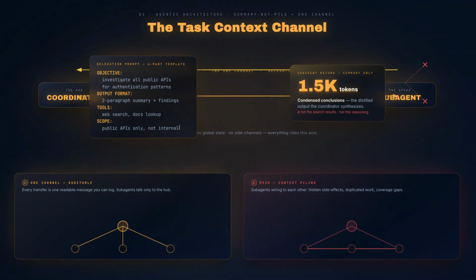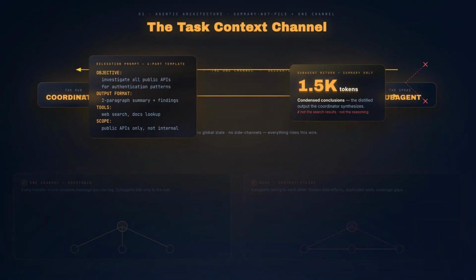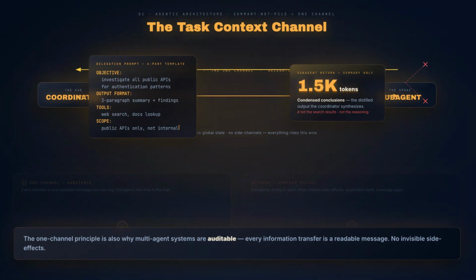Now, what goes into the delegation prompt? Anthropic's multi-agent research describes 4 required parts: objective, what the subagent needs to find or do; output format, how the summary should be structured when it returns; tools, which tools and sources the subagent should use; scope, what is in bounds and what is not.